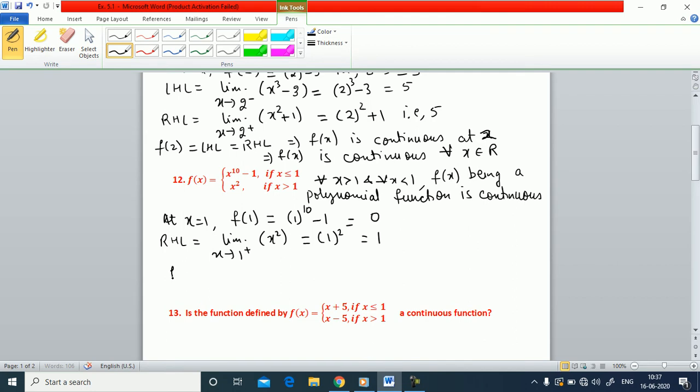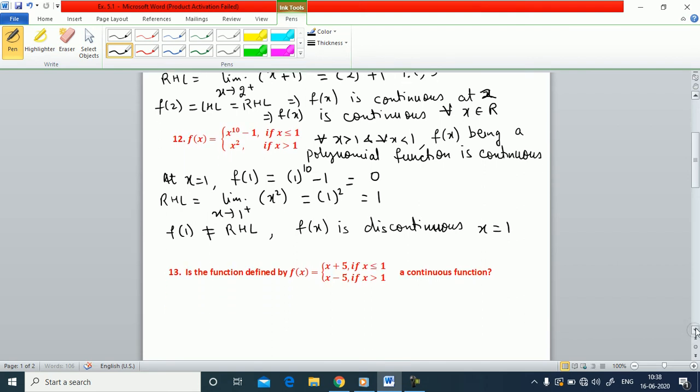So what do we see? The value of the function at 1 is not equal to the right hand limit. So you can easily see we have located one point where the function is not continuous. So f(x) is discontinuous at x equal to 1. One point of discontinuity we could locate.